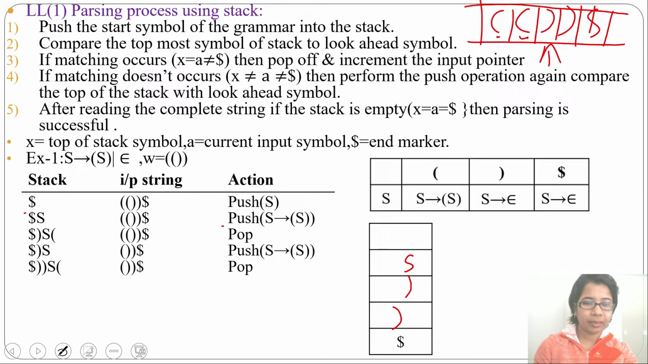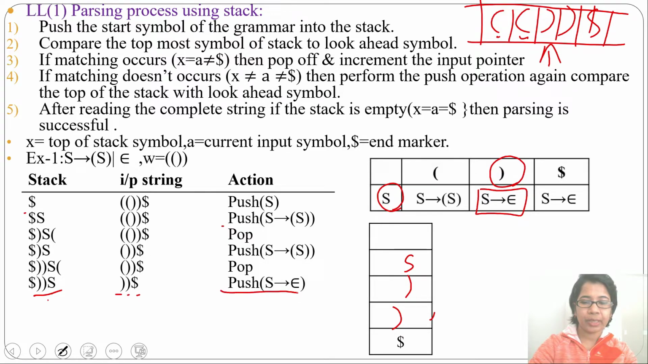Now what will be the stack content? The stack content will be end bracket and S. And what will be the input string? The input string will be end bracket and dollar. Now just check, is S matching end bracket? It doesn't match. So for S and end bracket, which production should we use? Now the variable is S and the input pointer is pointing to end bracket. So the production we should use is S derives epsilon.